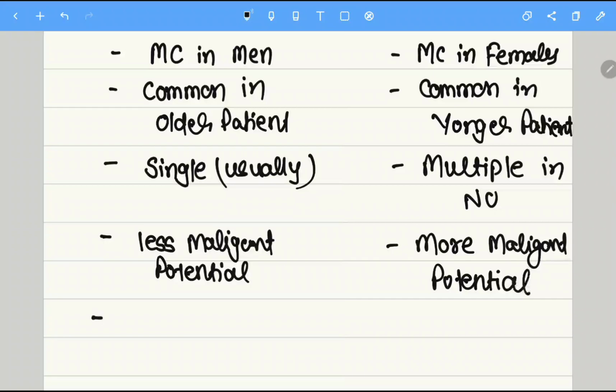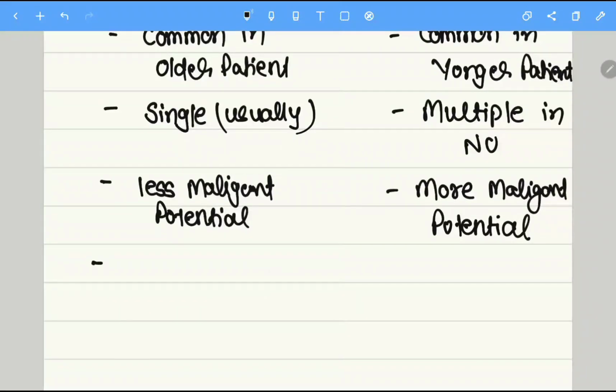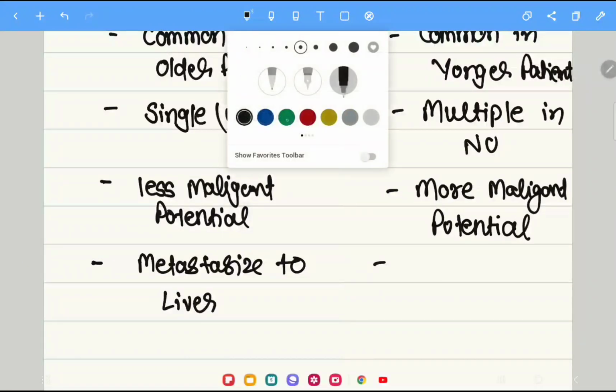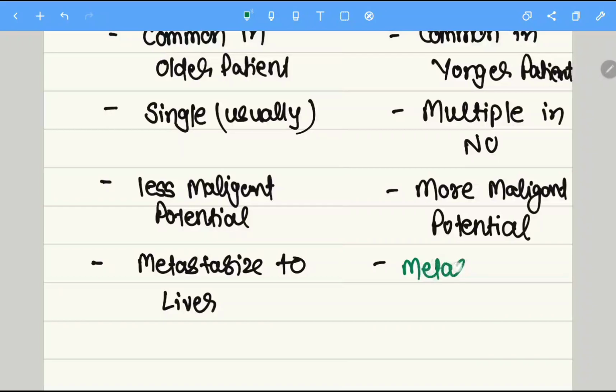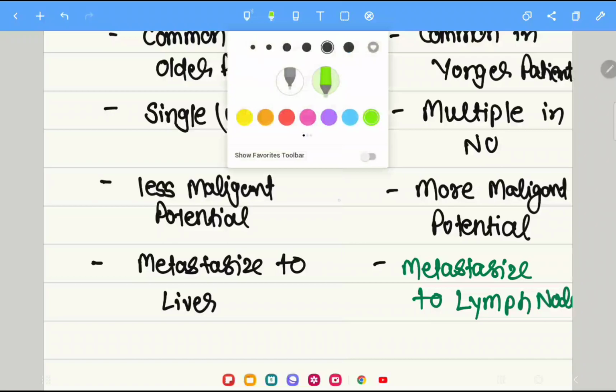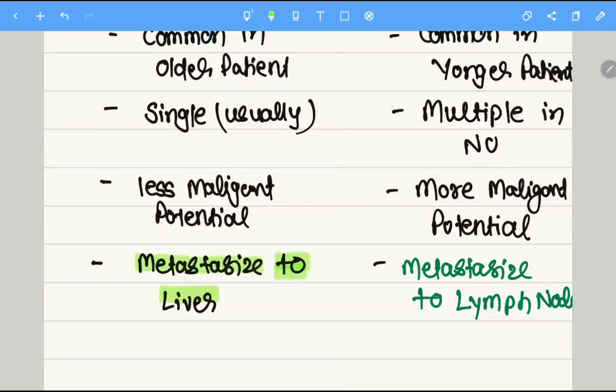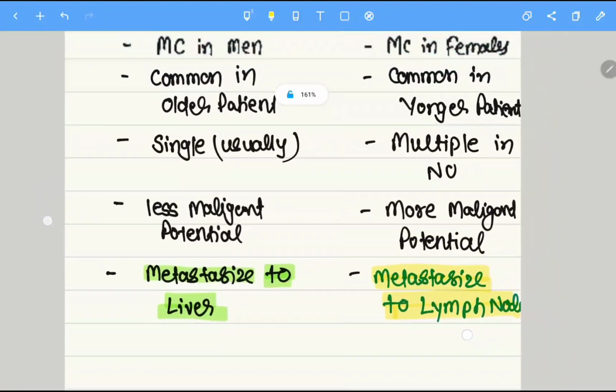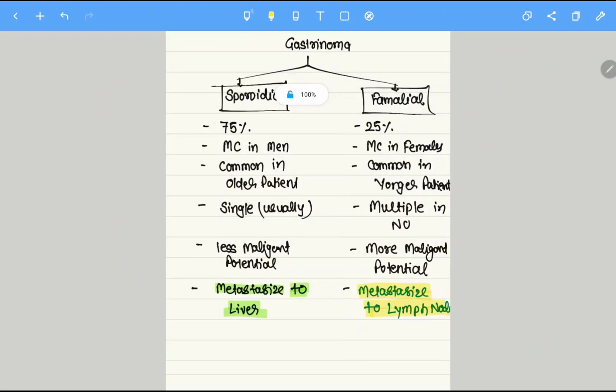What else differs between the sporadic tumor and the familial tumor? Yes, about metastasis. You are thinking right. The sporadic tumor metastasizes to the liver, hepatic metastasis, and the familial tumor metastasizes to the lymph node. It's a very important point to differentiate in follow-up. This helps you in the follow-up of this patient.